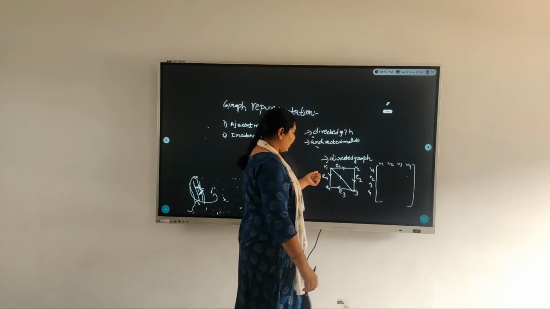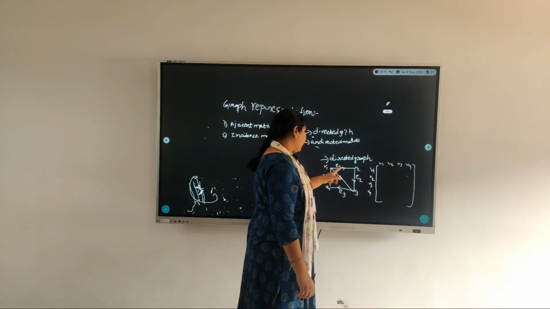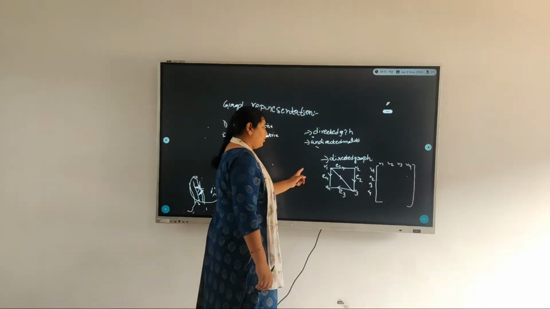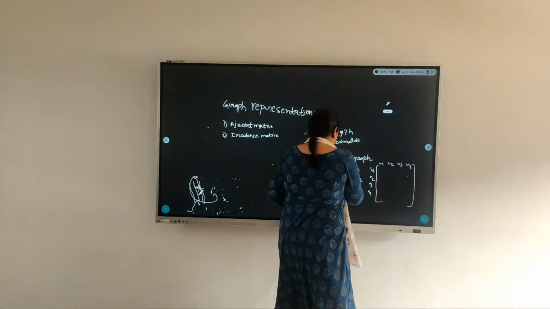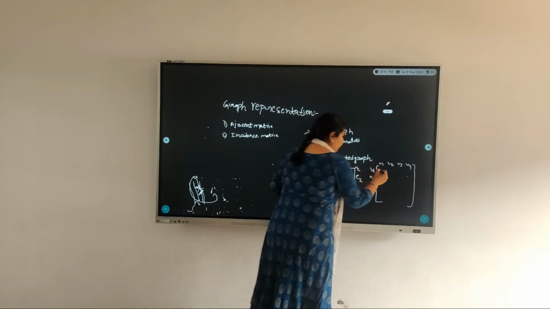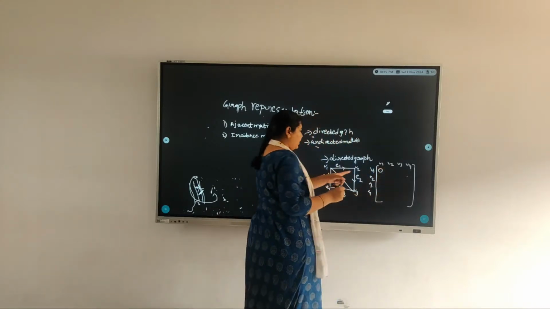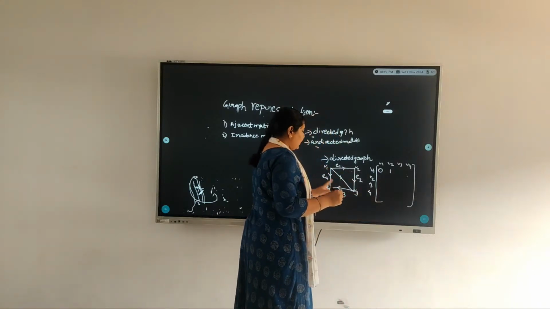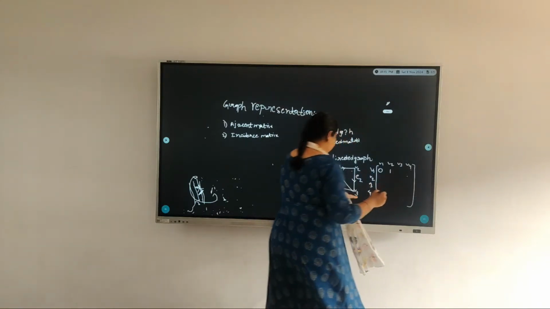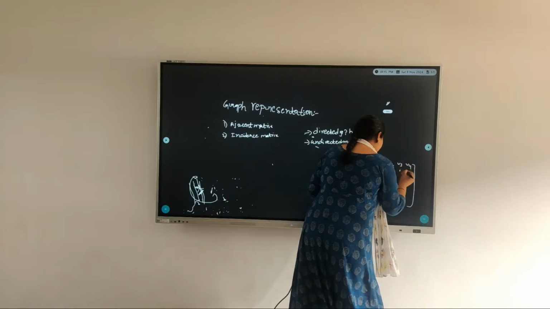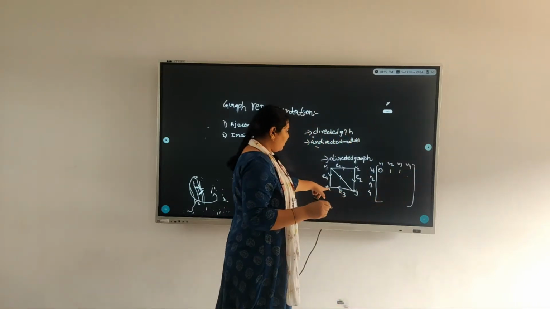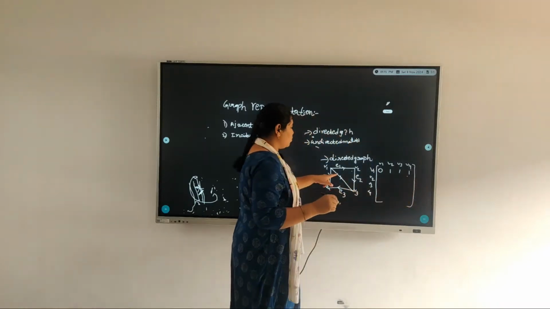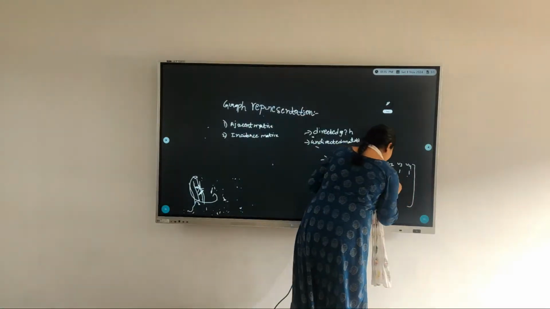First we will take V1, and it is connected to V2, V4 and V3. So we have to take that. And for the self loop, there is no self loop, so V1 is 0. V2, it is passing through it, so it's 1. V3 has a connected edge, so we have to take 1. And V4 is also connected, so 1.